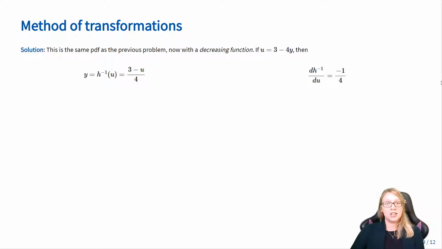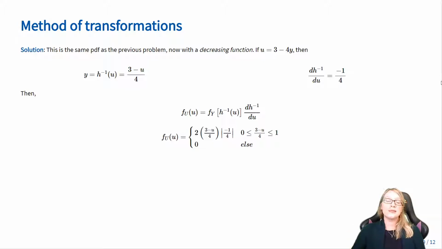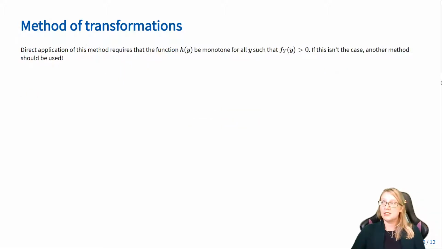So here you see why this absolute value is truly necessary. So we'll take the PDF evaluated at the inverse function times the absolute value of the derivative. We get something that looks a little bit like this. Combining terms together, we get 1/8 times (3 minus u). Last step is to transform the bounds. So here u goes from -1 to 3. Much, much faster than the method of distribution functions.